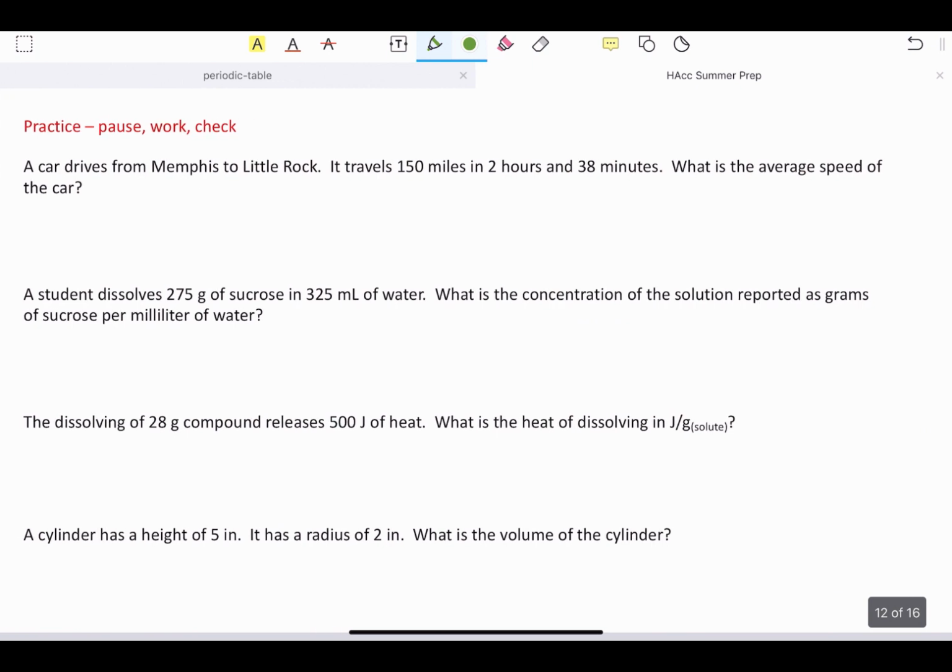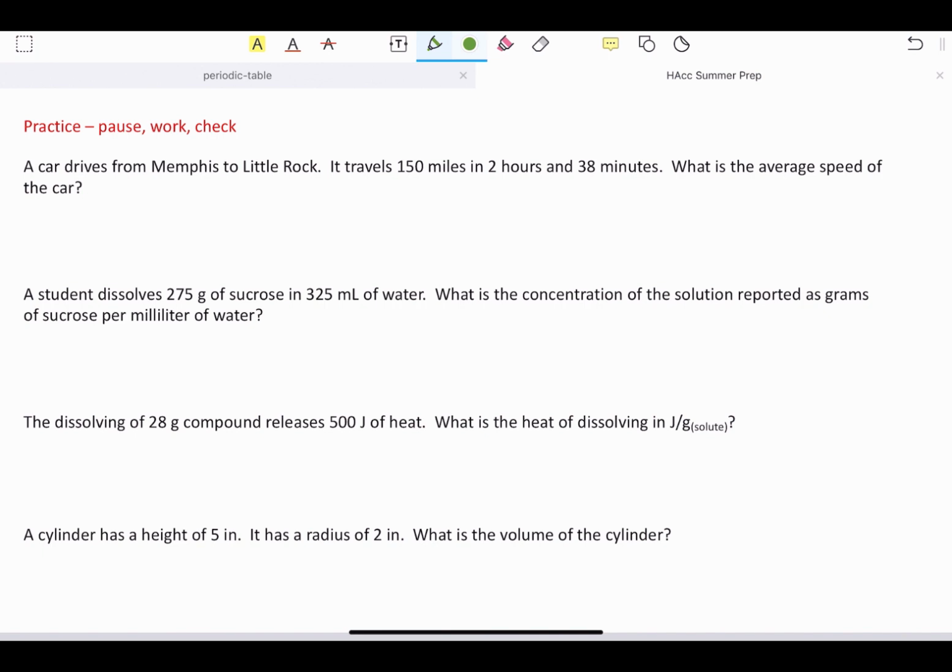What we're going to do now is some practice. Pause, work them out, and check them. Depending on your level of confidence, check after each one or after the whole thing. The units must follow through, and you should have units at the end for your answer.